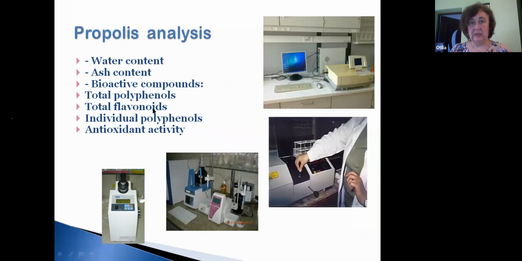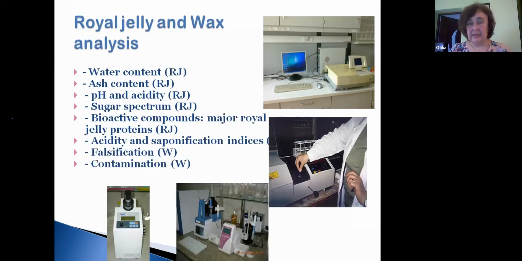For propolis analysis, water content, ash content, bioactive compounds like total polyphenols, flavonoids, and individual polyphenols, and also the antioxidant activity are stated in the international draft of the propolis standard, which we have to follow if we want to commercialize or even to consume these bee products. For royal jelly and wax analysis, also physicochemical analysis and the bioactive compound classes, major royal jelly proteins and 10-hydroxydecenoic acid.